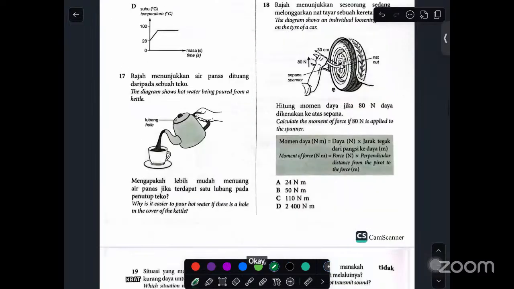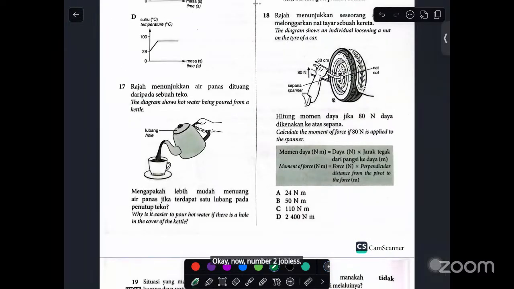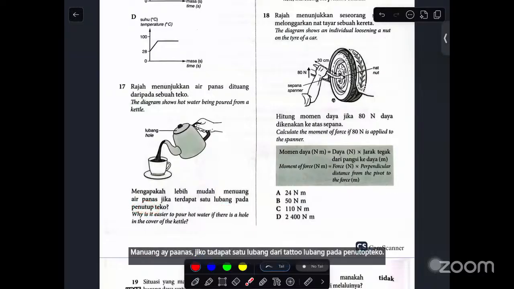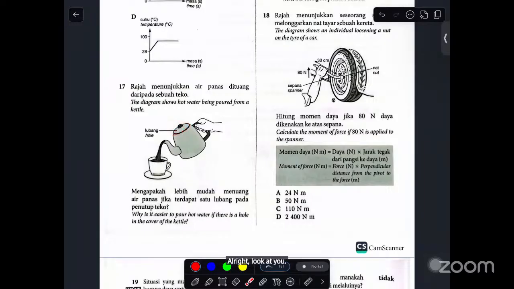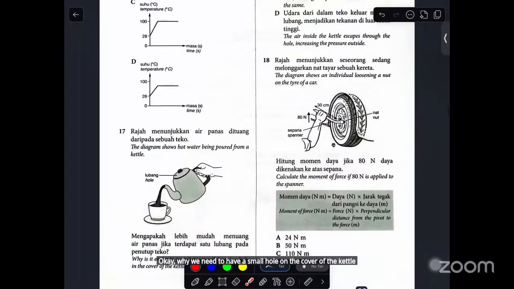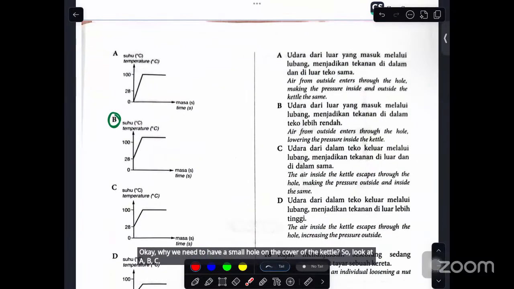Okay, now, nombor 17. Mengapakah lebih mudah menuang air panas jika terdapat satu lubang pada penutup teko? Why is it penutup dekat sini, dia mesti akan ada satu lubang yang sangat kecil. Why is that so? Okay, why we need to have a small hole on the cover of the kettle. So look at A, B, C dengan D. Why is that so?